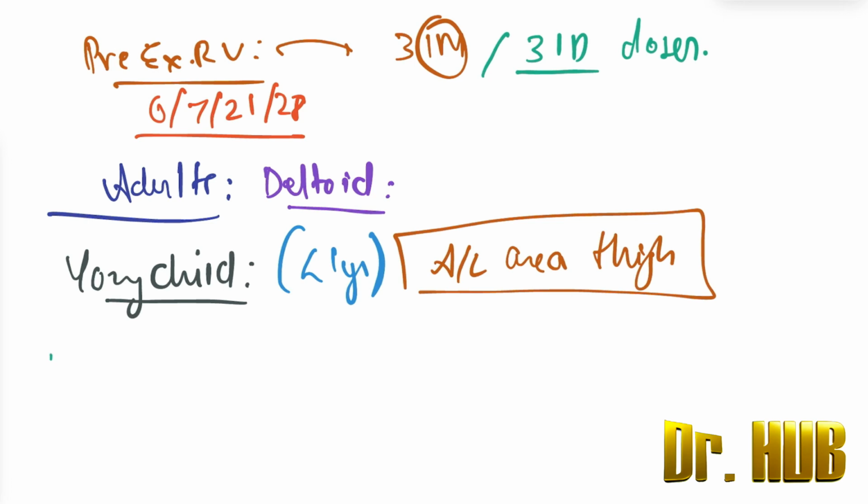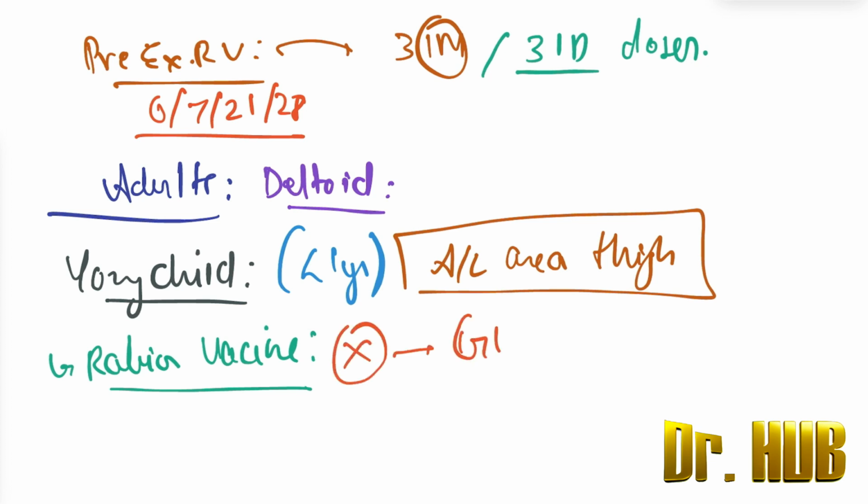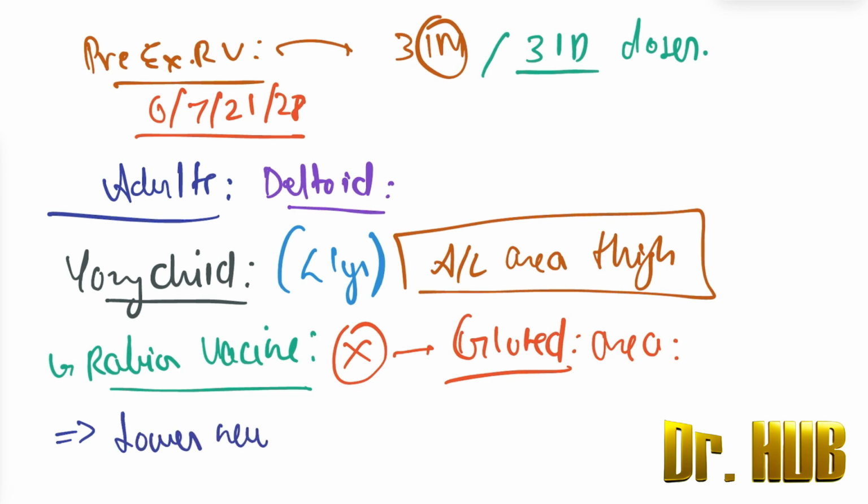Next is the rabies vaccine. It should never be administered in the gluteal region. Administration in this manner will result in lower neutralizing antibody titers.